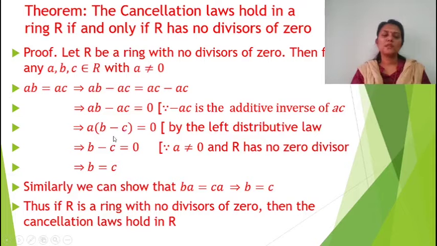From the left hand side, by the left distributive law, a into (b minus c) equal to 0. We have taken a not equal to 0, so b minus c should be equal to 0, since we assumed that R has no zero divisors. So b minus c equal to 0 implies b equal to c. Similarly, we can show that ba equal to ca implies b equal to c. Thus, if R is a ring with no divisors of 0, then the cancellation laws hold in R.